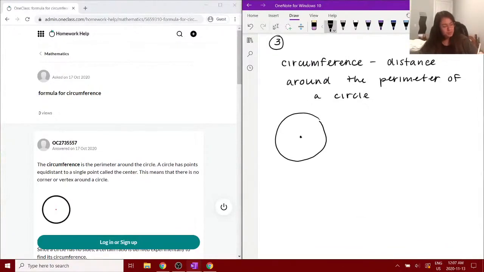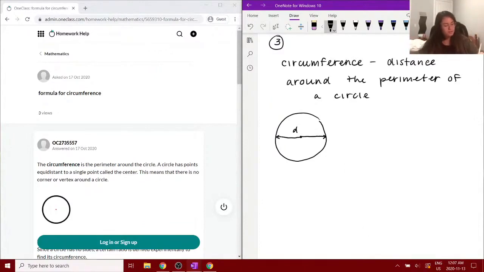we can measure the radius, which is the distance from the middle of the circle out to the edge of the circle. Or we can measure the diameter, right, which is from one side of the circle to the other through the middle.